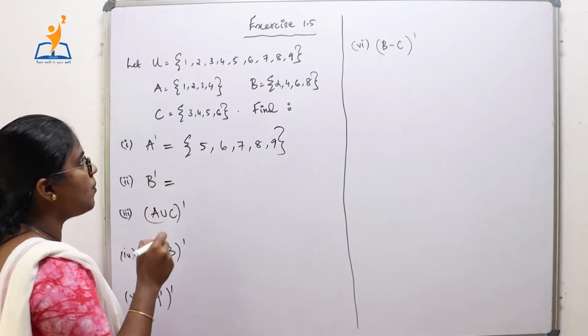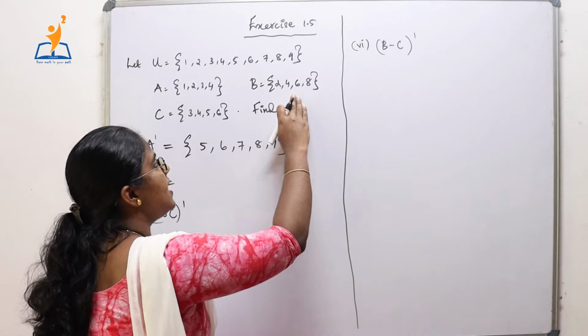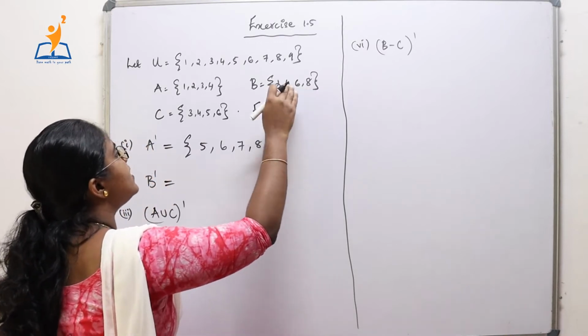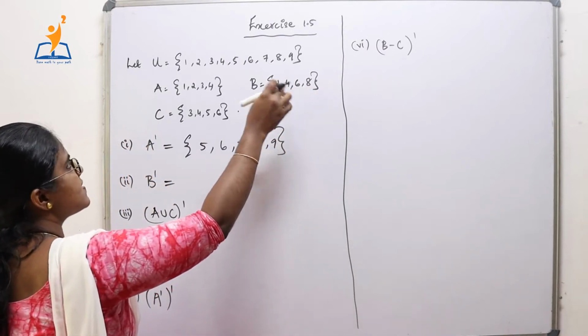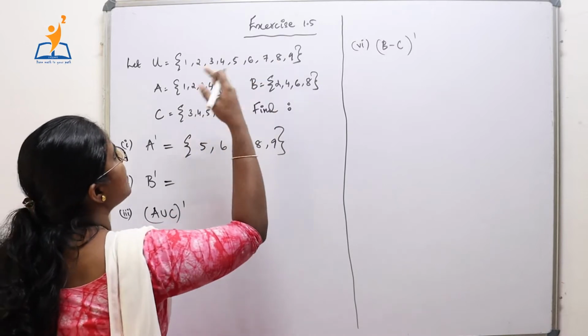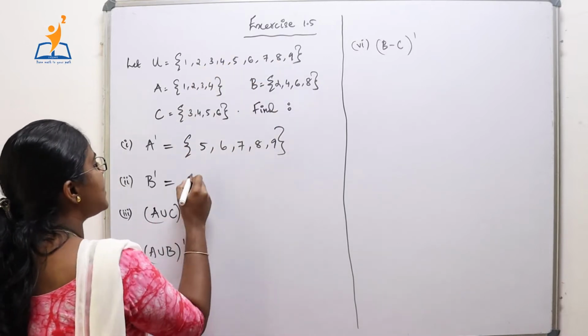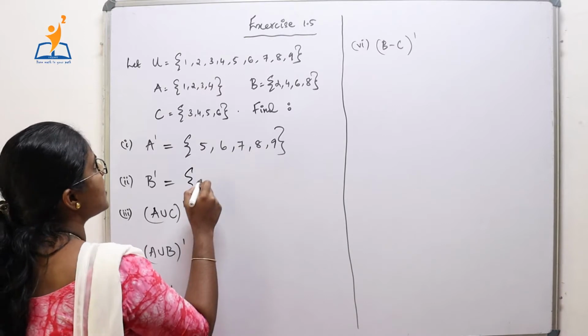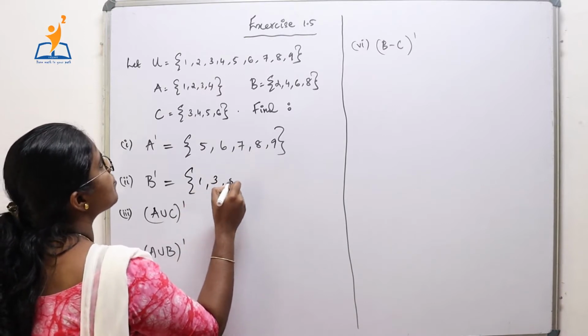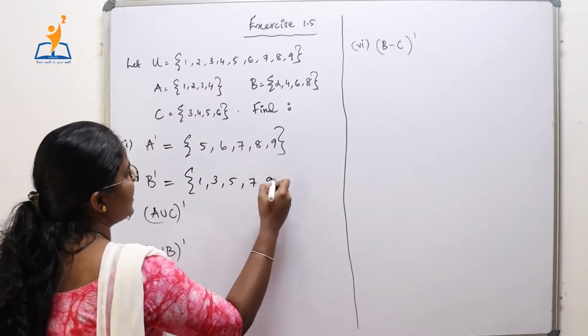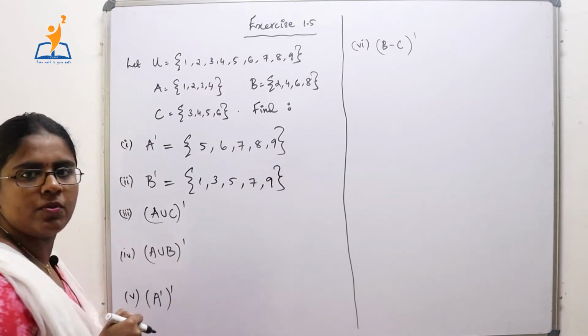Now what is B complement? Look into the set B. Avoid all the elements of B, that is 2, 4, 6, 8, from the universal set, and the remaining elements are in B complement, that is 1, 3, 5, 7 and 9. This is B complement.